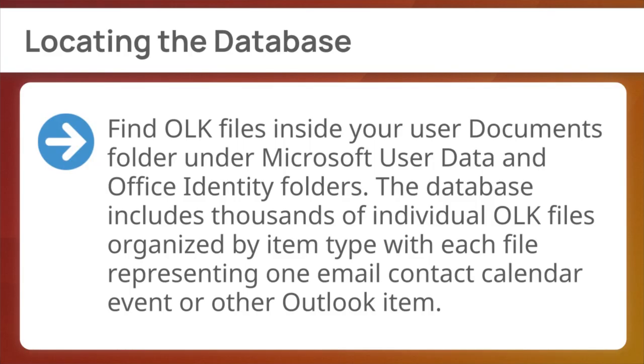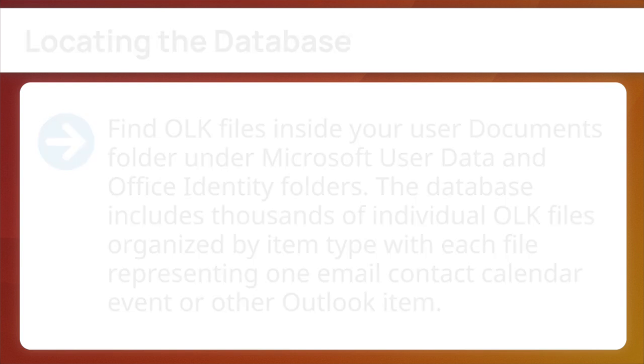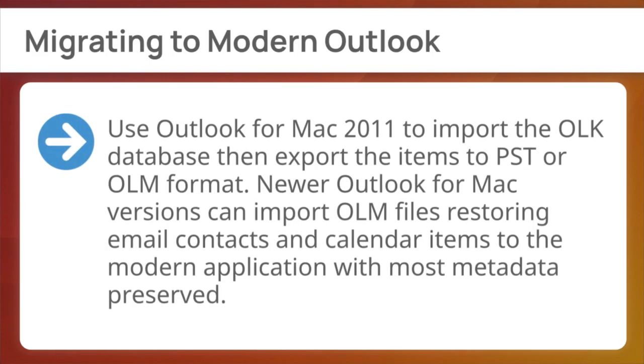The database includes thousands of individual OLK files organized by item type, with each file representing one email, contact, calendar event, or other Outlook item. Next, migrating to modern Outlook. Use Outlook for Mac 2011 to import the OLK database, then export the items to PST or OLM format.